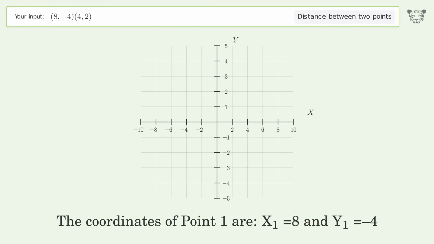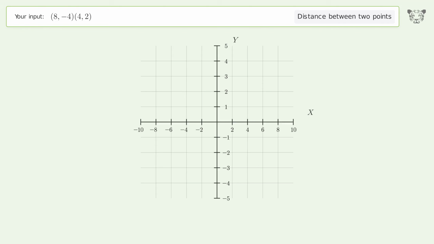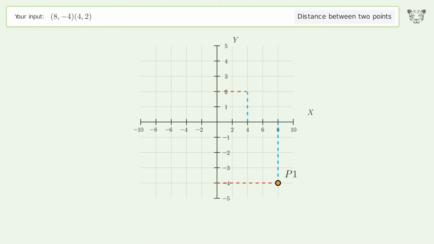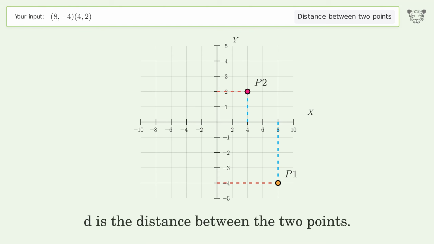The coordinates of point 1 are x1 equals 8 and y1 equals -4. The coordinates of point 2 are x2 equals 4 and y2 equals 2. D is the distance between the 2 points.